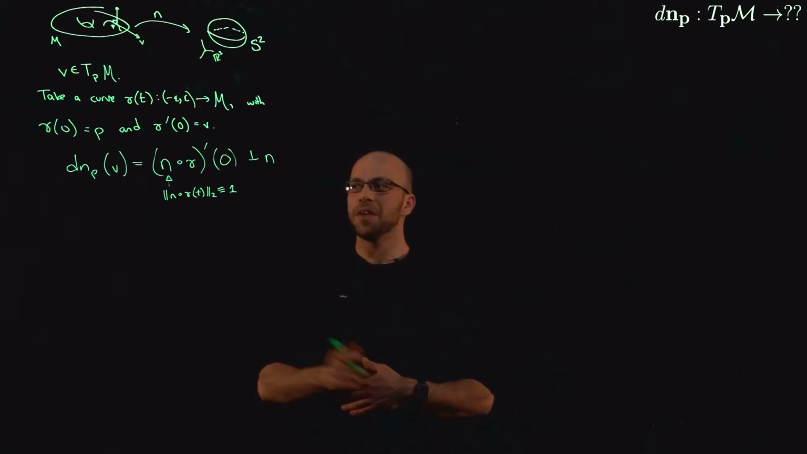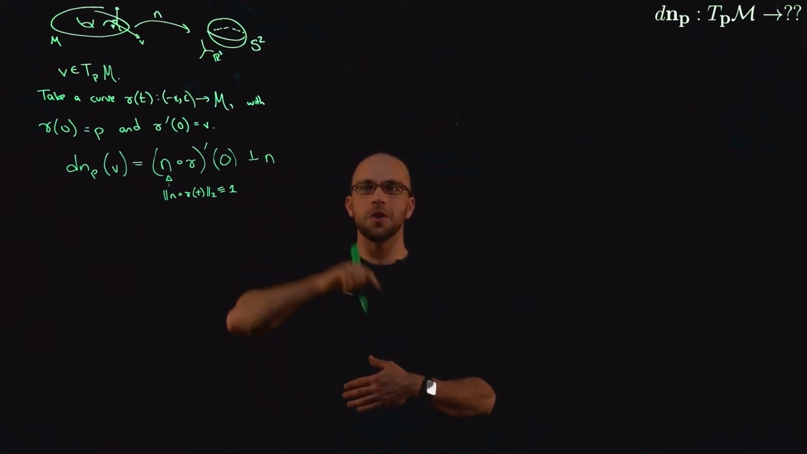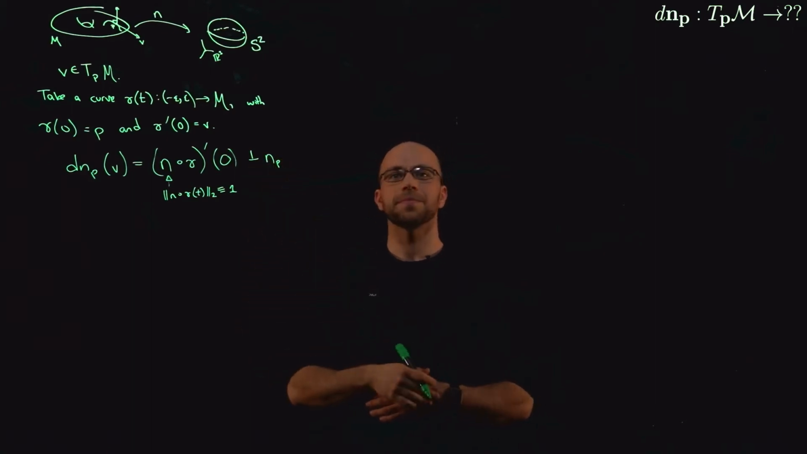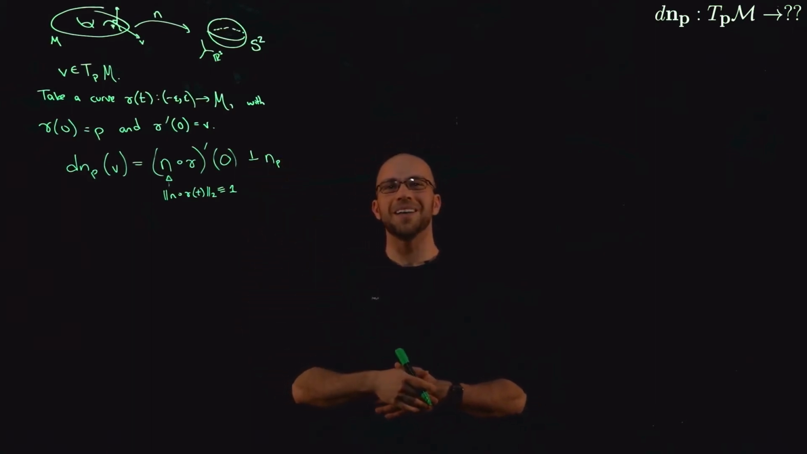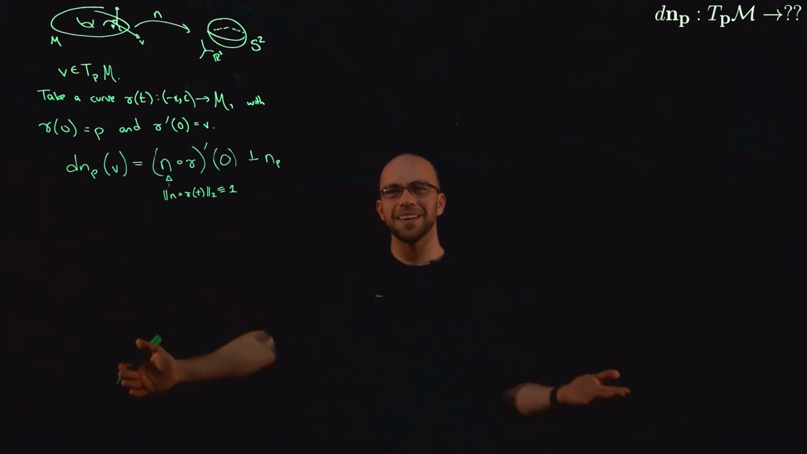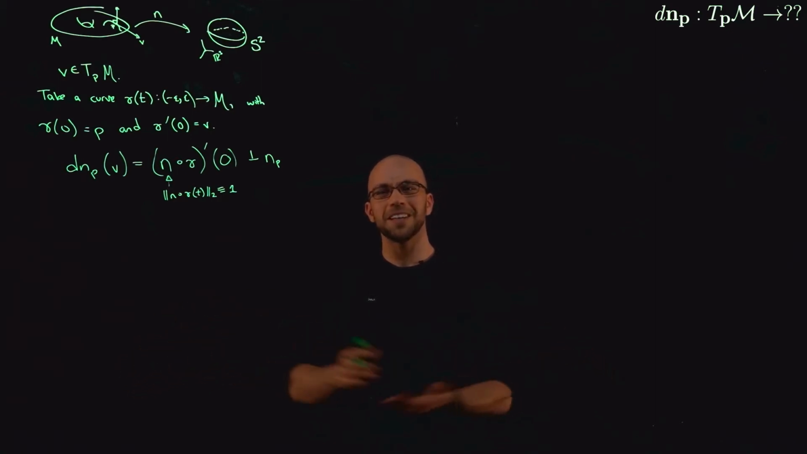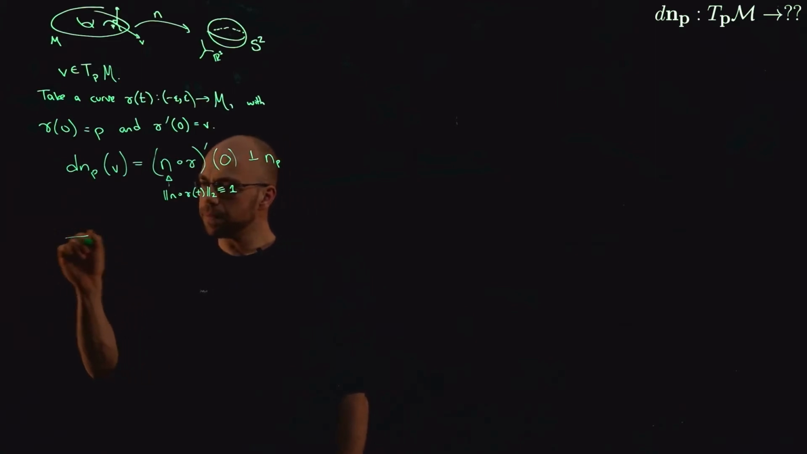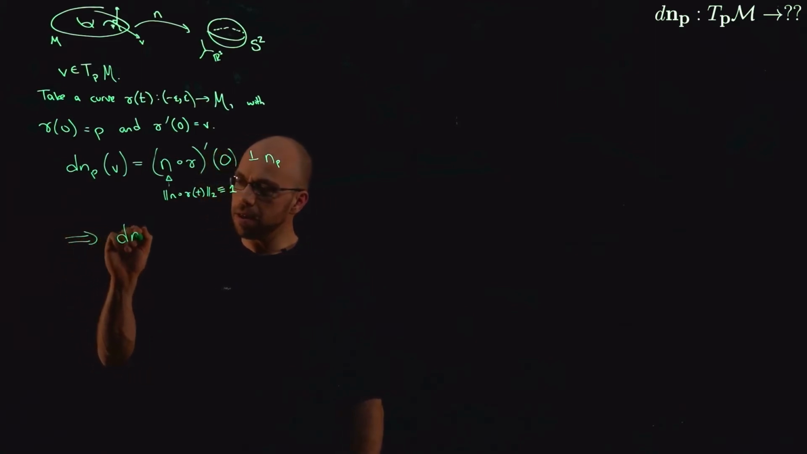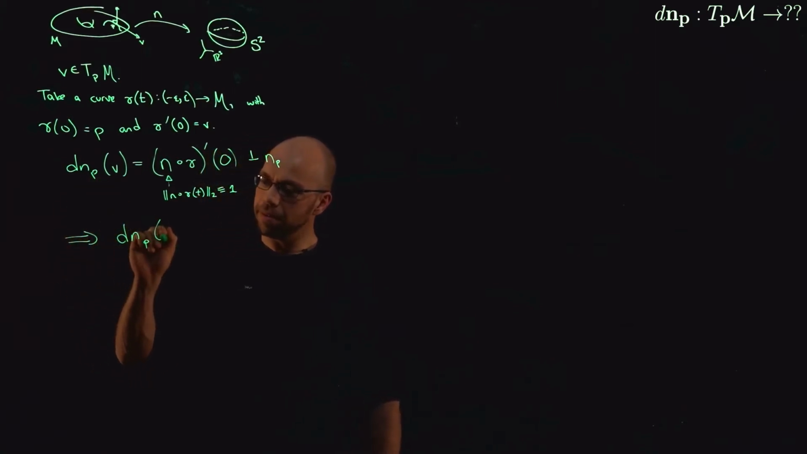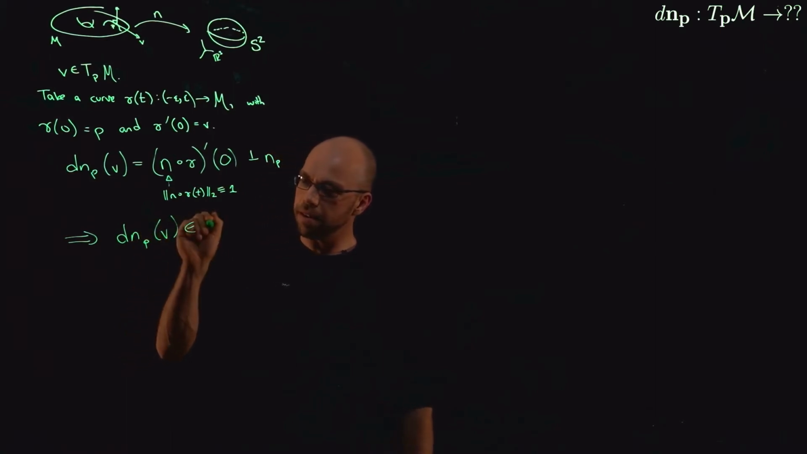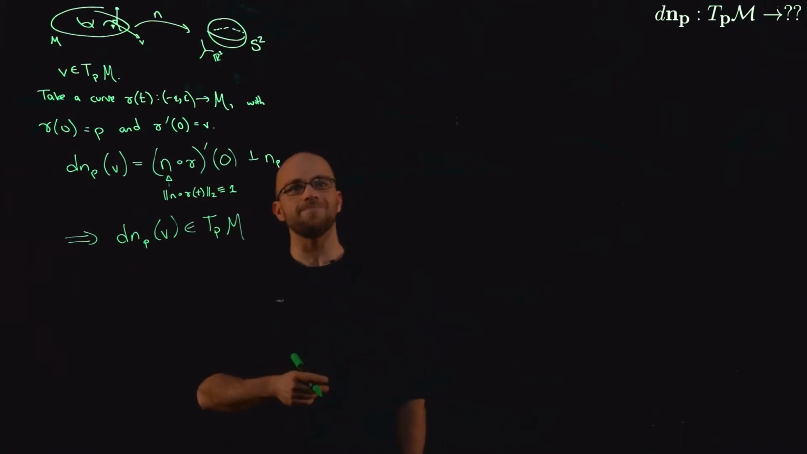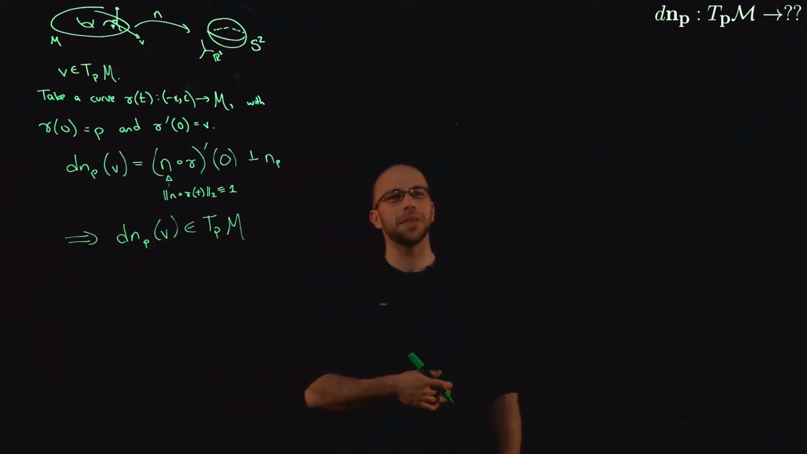Okay, well, if a vector is orthogonal to the normal of our surface, at P to be precise, what do we know? Well, the space of everything orthogonal to the normal vector is by definition the tangent space. So in other words, what we just showed is that dn at P of v is inside of the tangent space at P of our surface M. So this is kind of an interesting thing.